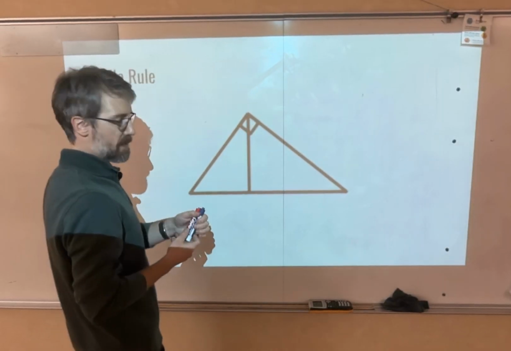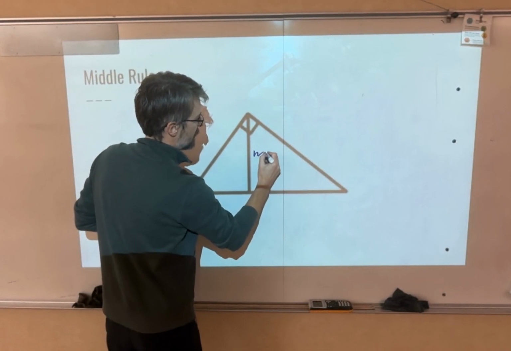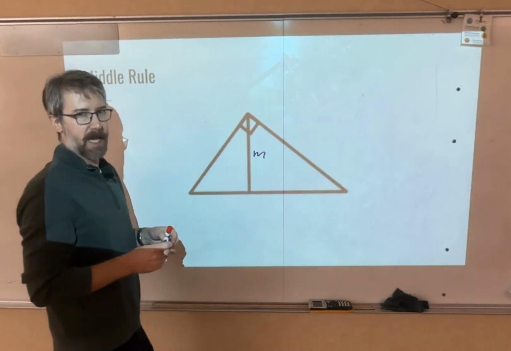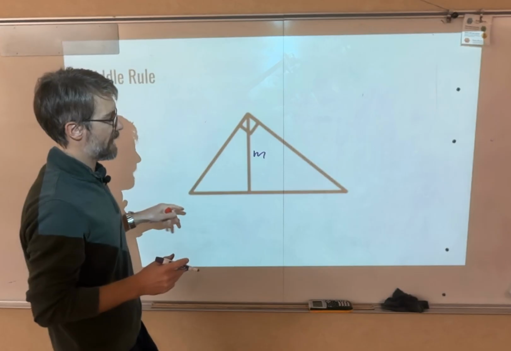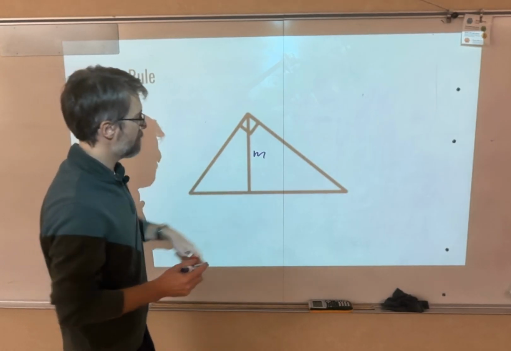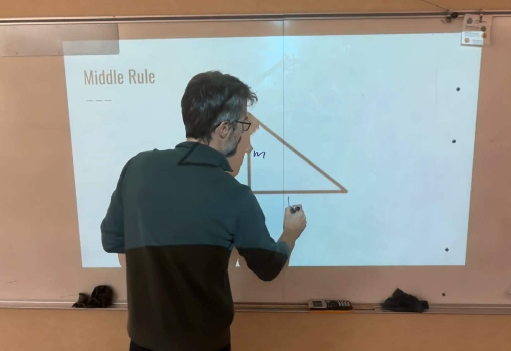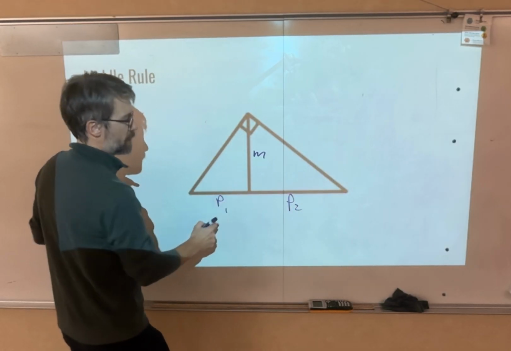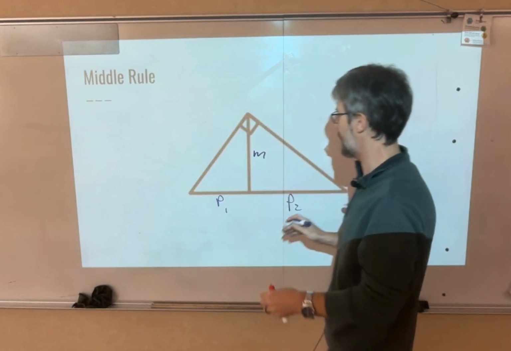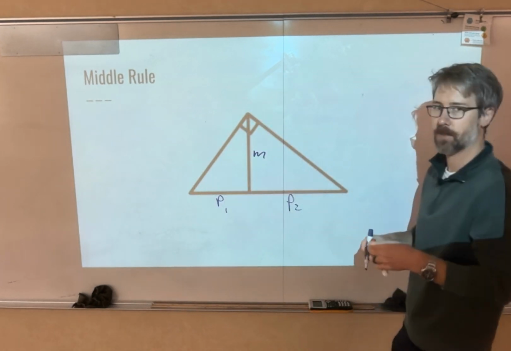Okay, so how can we use this? We're going to call this the middle rule, where instead of an H, I'm going to put an M there for middle. And we are going to relate that to the 2 parts of the base. So we'll call this P1 and we'll call this P2, right? So part 1 and part 2 is what that represents, because we've taken this whole side and split it up into 2 parts.